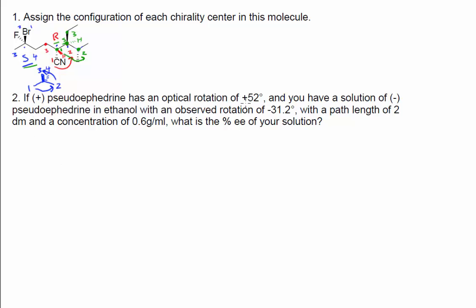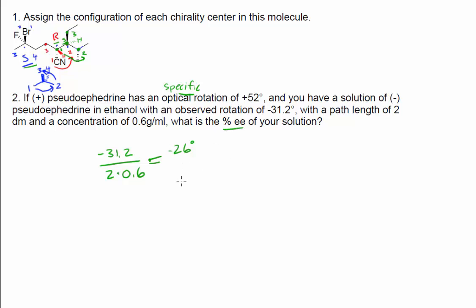So here I have pseudoephedrine has an optical rotation. This probably should be a specific rotation. I misspoke or mistyped here. Specific rotation of 52, and I have a solution of the negative, the minus enantiomer in ethanol with an observed rotation of 31.2 and a path length of 2 decimeters, concentration of 0.6. And so when I do that math, I think we end up with 26 degrees.